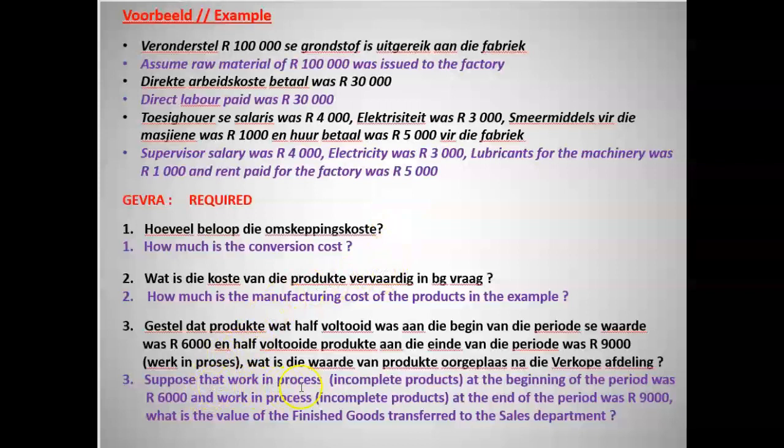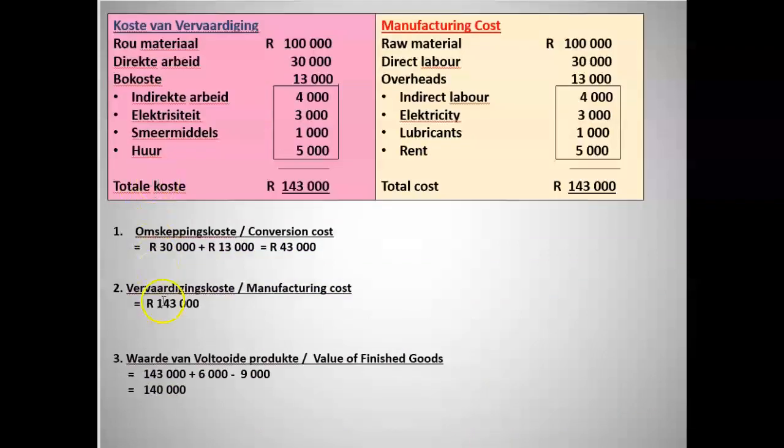Number 3. Suppose that work in process, so incomplete products, at the beginning of the period was 6,000 Rand, which I've completed now. And work in process at the end of the period was 9,000 Rand, so it's already on the production floor, but the final tire hasn't been produced as yet. What is the value of the finished goods transferred to the sales department? So what is the cost of the goods that I've completed for the period? Now, I had 6,000 in the beginning of the period, which I've completed now. The cost of goods that I've manufactured during the period was 143,000, but of that 143,000, 9,000 Rand is still incomplete product, so I have to deduct that again. So in total, the cost of finished goods completed was 140,000 for this period.